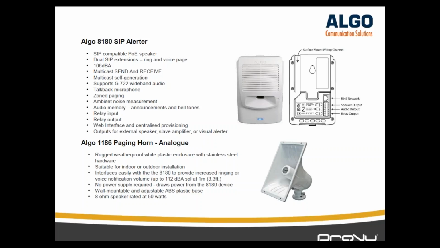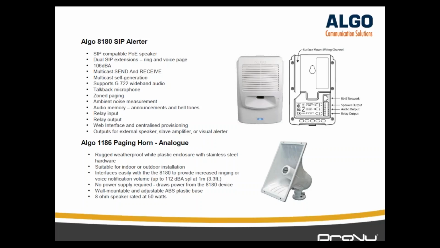Algo H186 paging horn speaker. It is an analog speaker, so it's not doing anything fancy. The Algo H180 is mainly designed for indoor use. So if you want to extend it or install the speaker outdoors, you will install the H180 indoors, run a 2-wire cable to the outdoor station, and install an H186 paging horn. So it is just a 2-wire cable going to the Algo H180, and it effectively becomes a PoE based external SIP speaker. Now we do have another one as well. We'll discuss that in a minute.